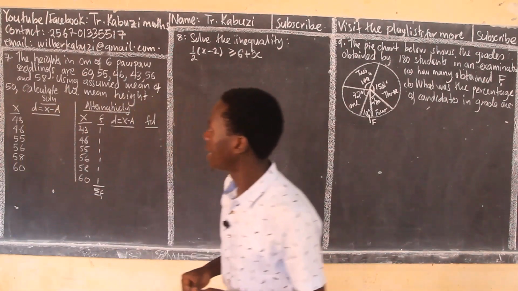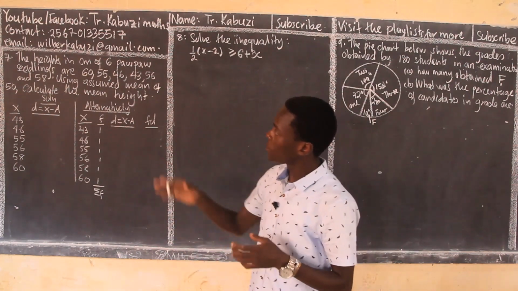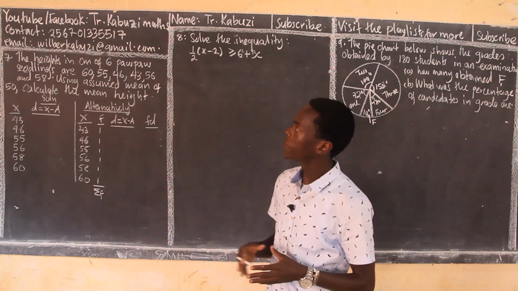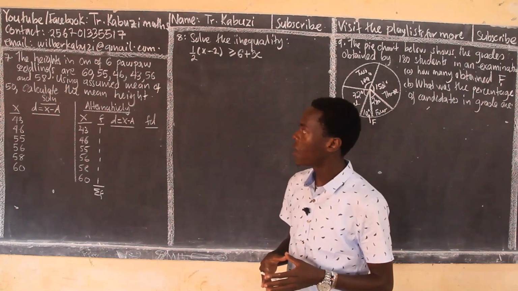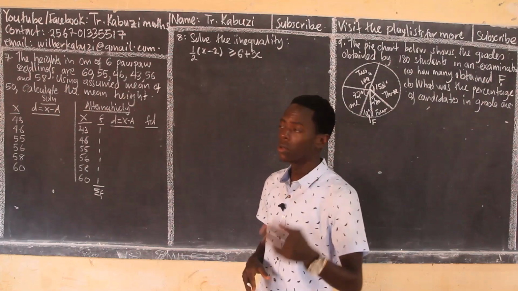Okay, now let us see number 7, 8, and 9. Now, number 7, it was about statistics. It says the height in centimeters of 6 purple seedlings are there. Using assumed mean of 50, calculate the mean height. Now, this one, the idea was very easy. By the way, this one had two alternatives.